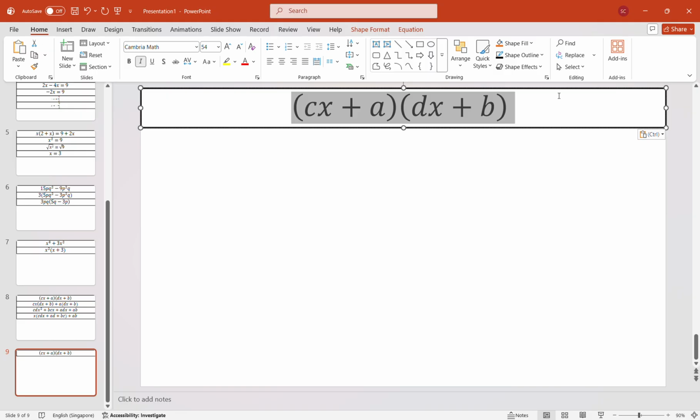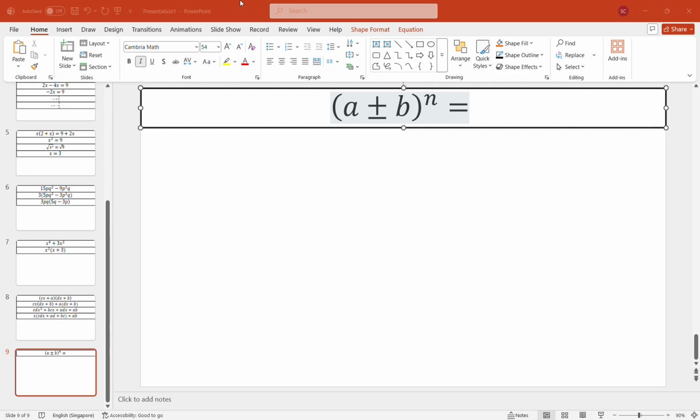Wait, okay, I have an idea. (a plus b) to the power of n is equal to... what is this? Binomial theorem. Okay, this is fine. This is very much fine actually.